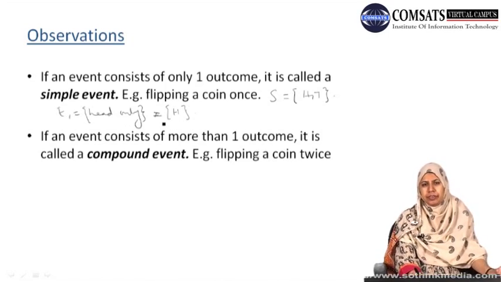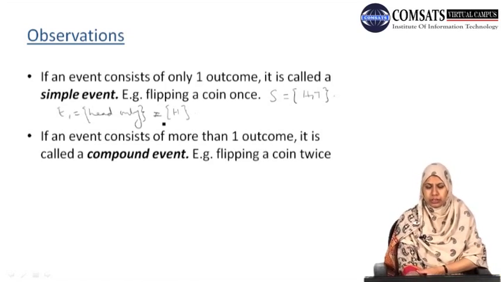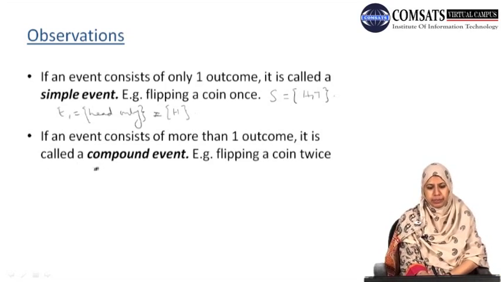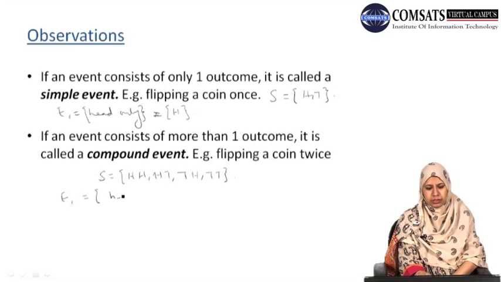And if an event contains more than one outcome, then it is called a compound event. For example, flipping a coin twice, our sample space contains 4 elements, which are head head, head tail, tail head, and tail tail, and we define our event as at least one head.